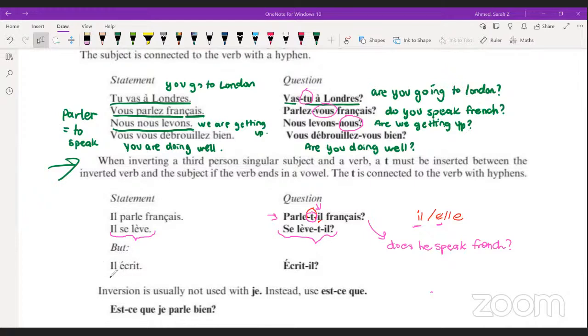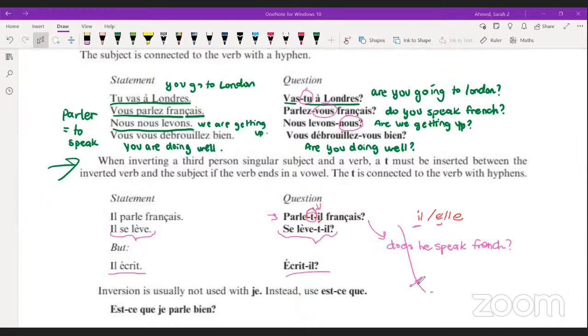Okay, and then they're saying that if it's just a two-word sentence, like il écrit, Il écrit. then it would just be écrit-il. Okay, so this one is he writes, and this would be writes he, or like does he write? Yes. Right, so that's absolutely right.